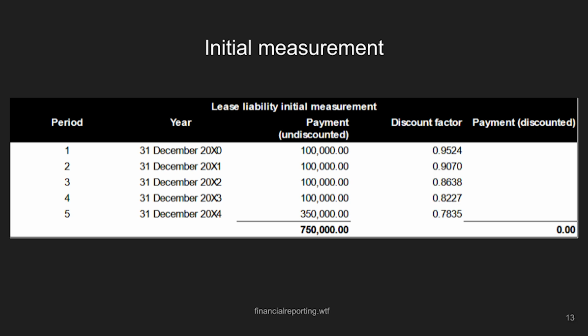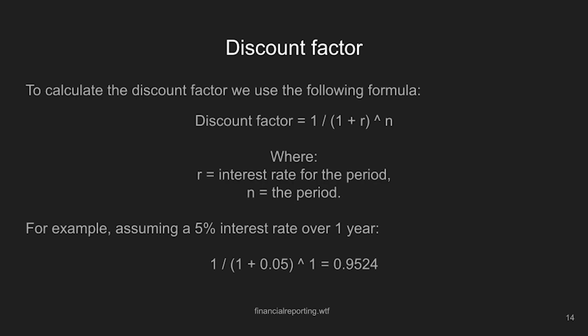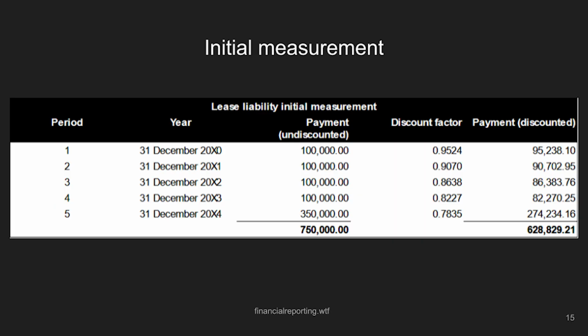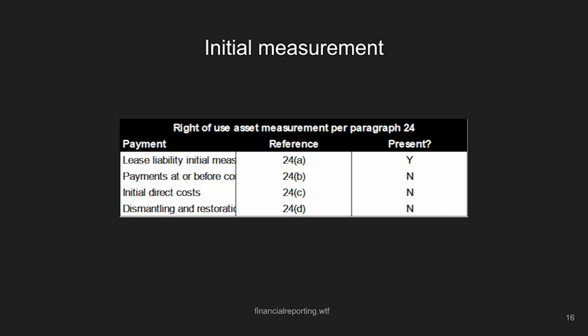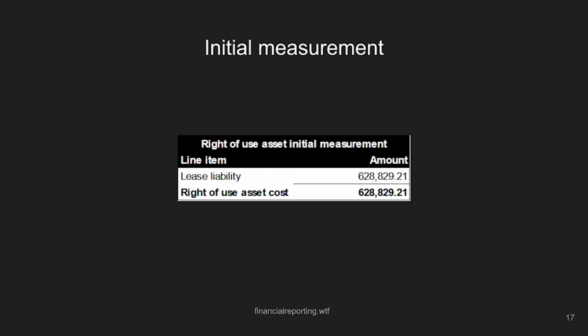With our cash flows sorted out, we can calculate the discount factor. This slide has been included for reference. Please pause to read if you need to, otherwise check out the video on simple leases for more detail. And we can then multiply these through to determine our discounted payments and total them to arrive at our lease liability. Let's look at the right of use asset now. We don't have anything to concern us in regard to the right of use asset. We can simply take the lease liability value.